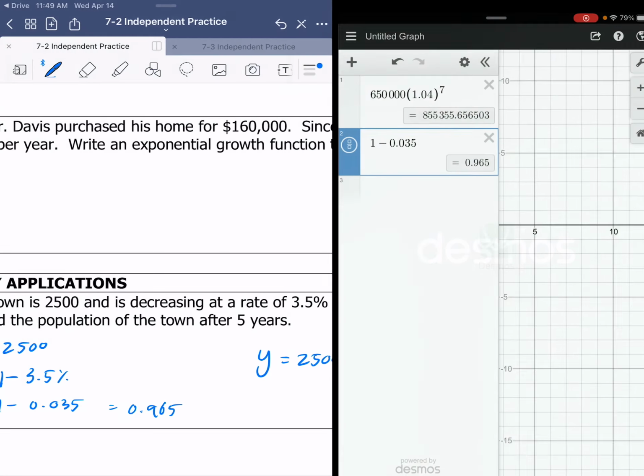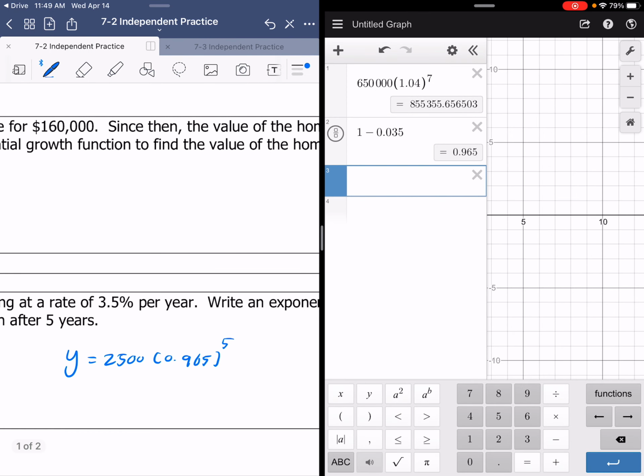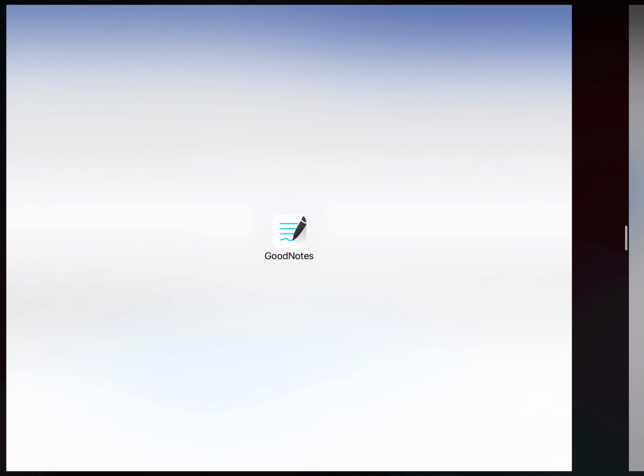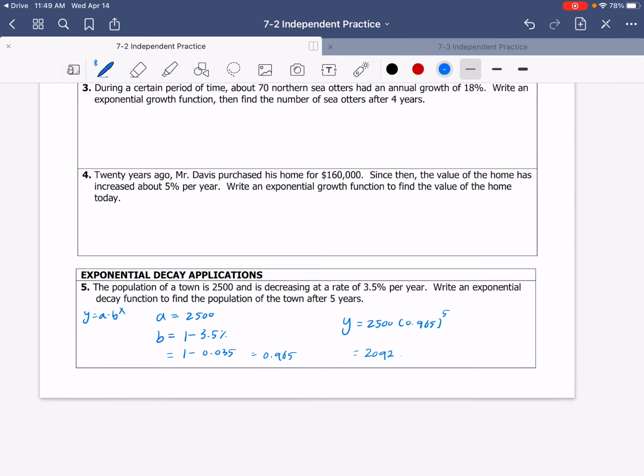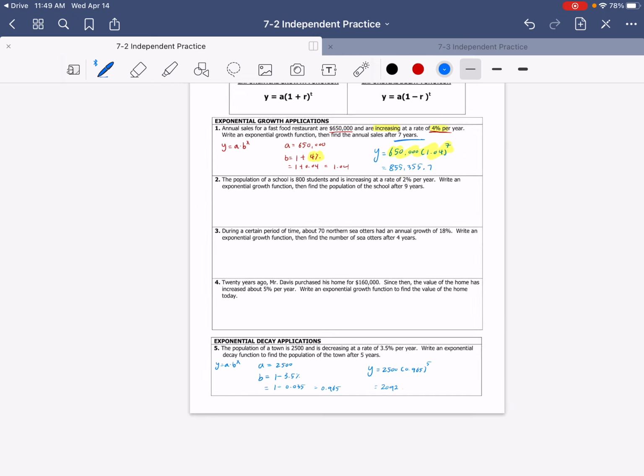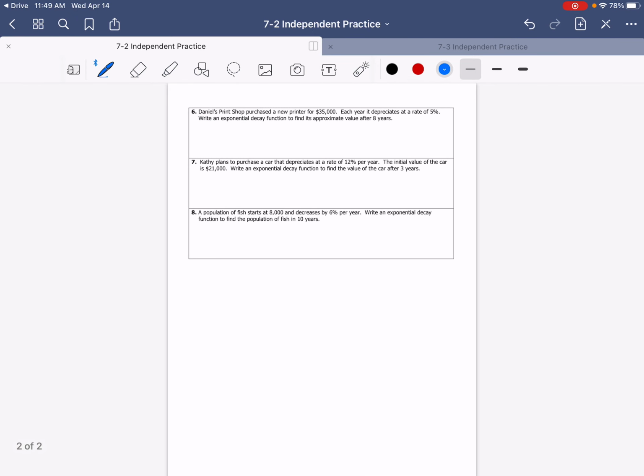So if you put this into the calculator, we can find the population of the town after 5 years, assuming 3.5% of the population disappears every year. After 5 years, there will be only about this amount of people, 2,092 people. So about 408 people disappear within 5 years. That's what it is. So try these questions by yourself, right?